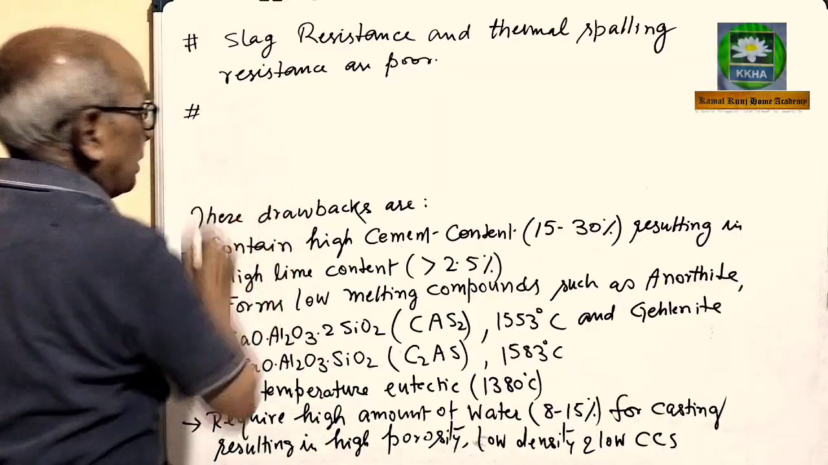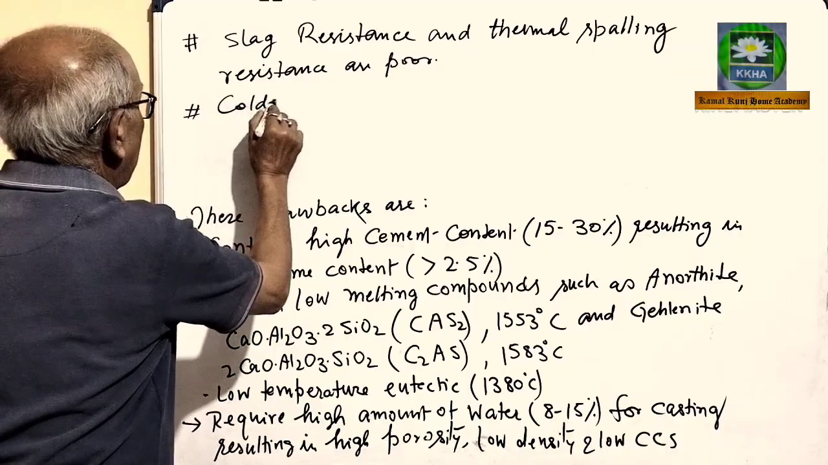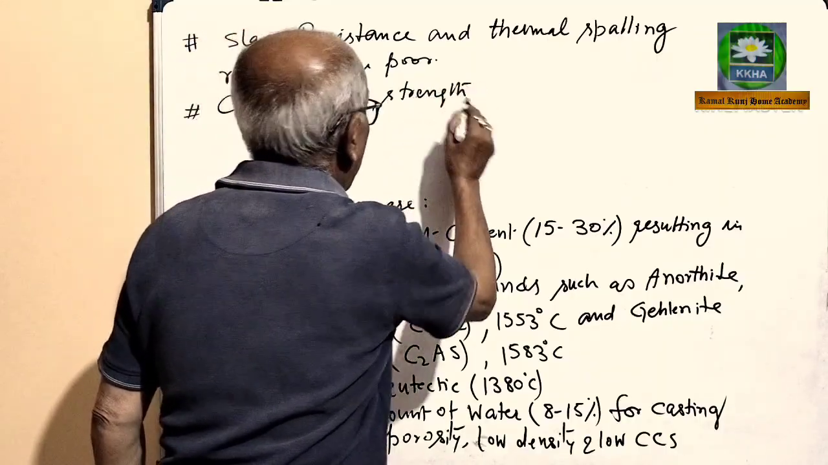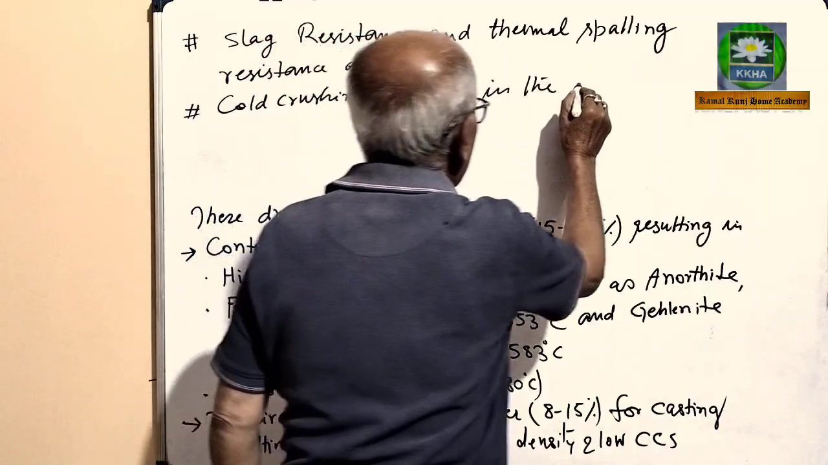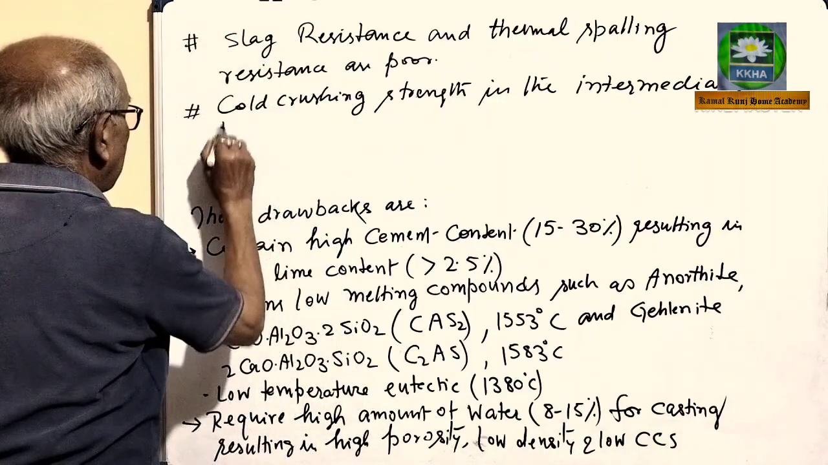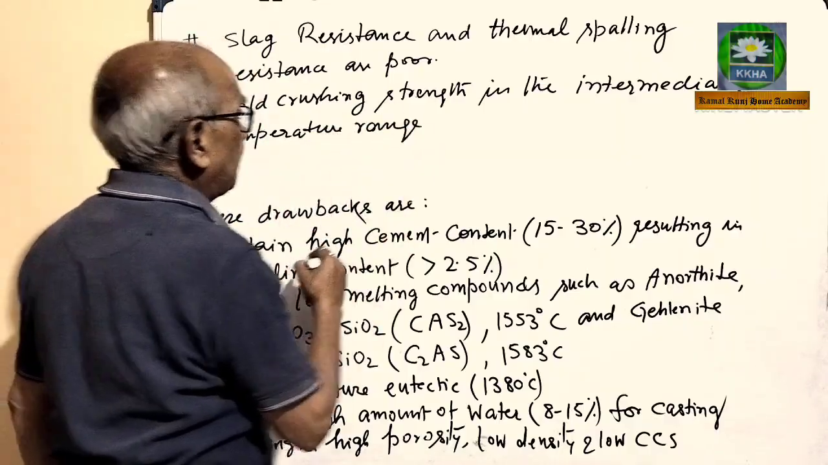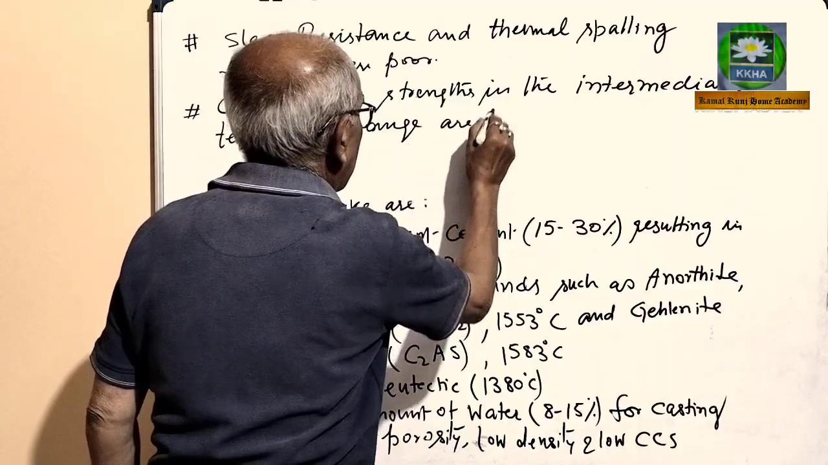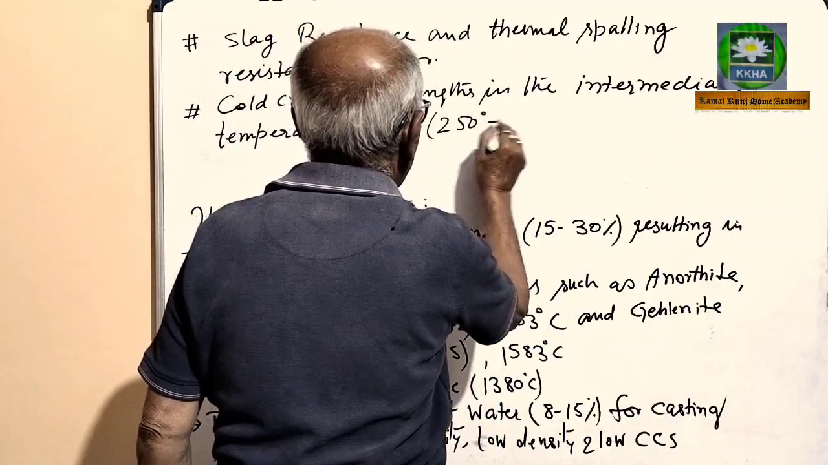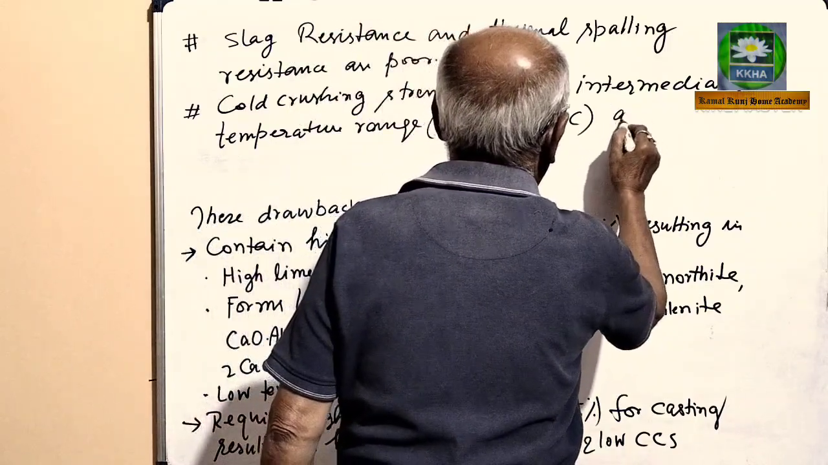Cold crushing strength in the intermediate temperature range, that is 250 to 850 degrees Celsius, is poor.